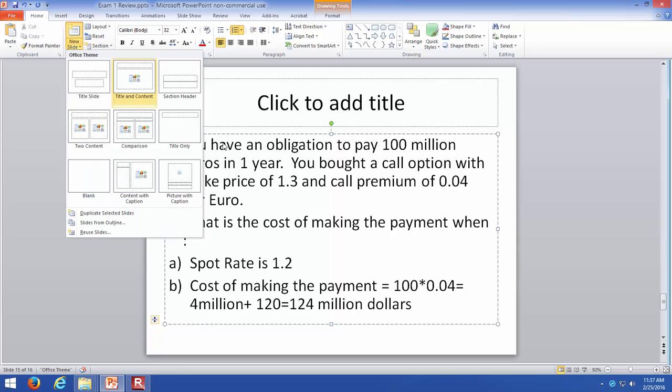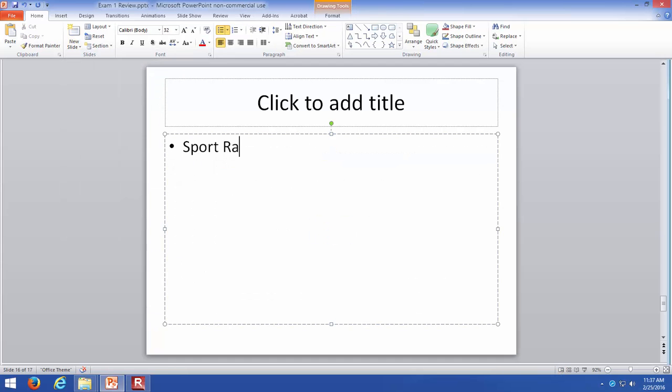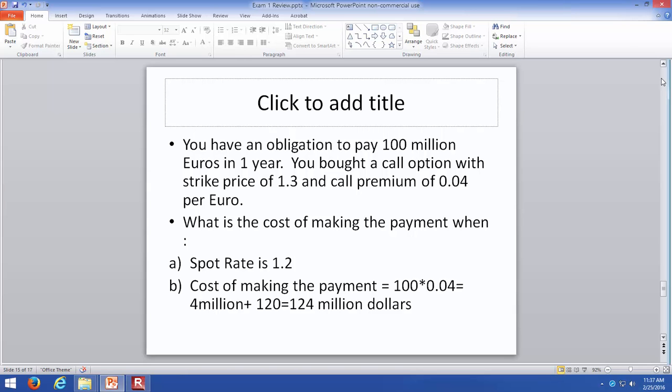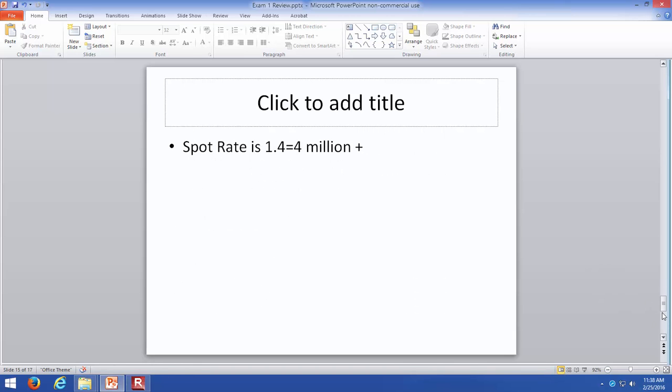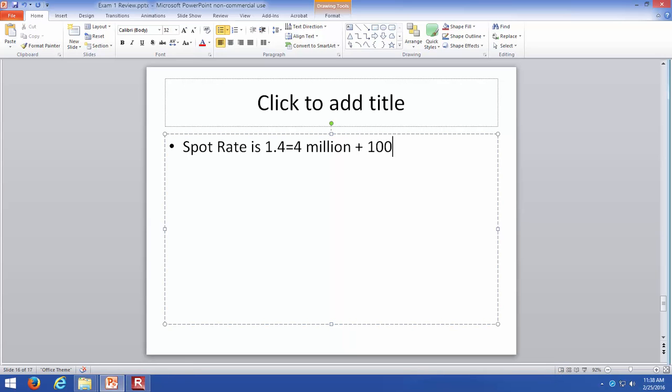Okay. Now let's look at the other case, when the exchange rate is higher. Let's assume that the exchange rate is 1.4. When the exchange rate is 1.4, it is cheaper for him to exercise the call option because he gets the euro at an exchange rate of 1.3. So he will save some money, and his cost is going to be the 4 million call price plus what he is paying here, which is 1.3 times 100. Okay, so this is basically what you see.